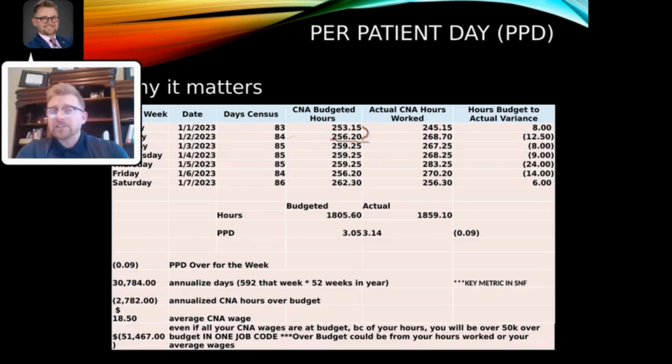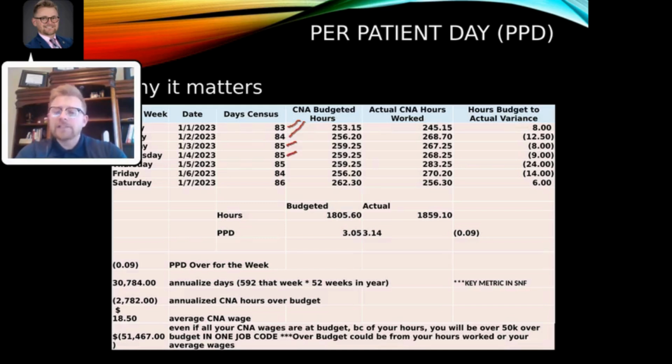But let's say you're not a very good manager and you actually ran 268. So you ran 12.5 over what you should have ran just for that day. Well, so that kind of took away that 8 hours that you had extra. So now you're running 12.5 over. You do that exercise daily. You really do it daily.